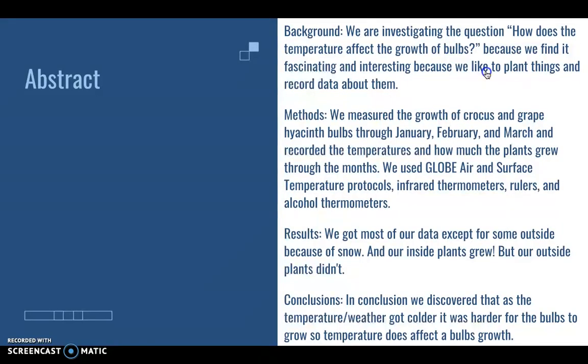Abstract. Background. We are investigating the question, how does the temperature affect the growth of bulbs? Because we find it fascinating and interesting, and because we like to plant things and record data about them.